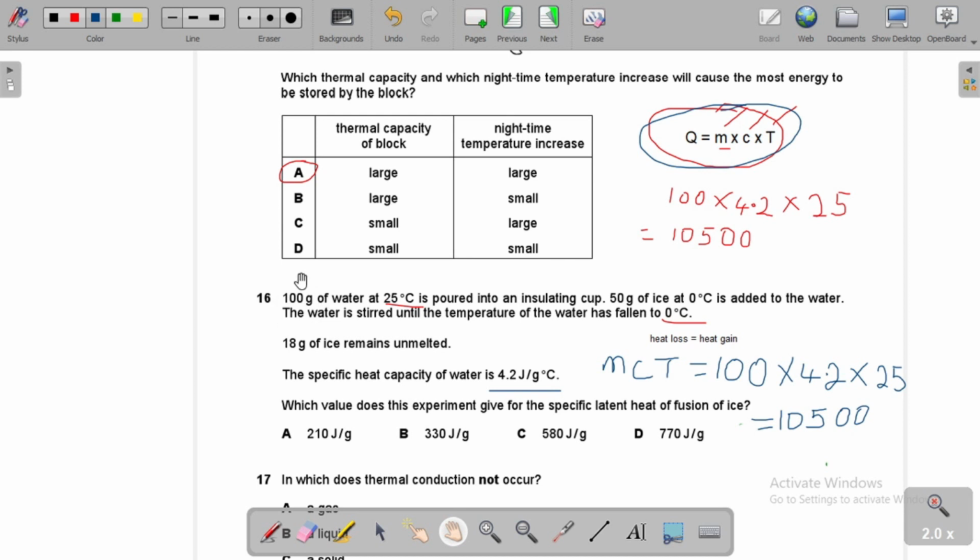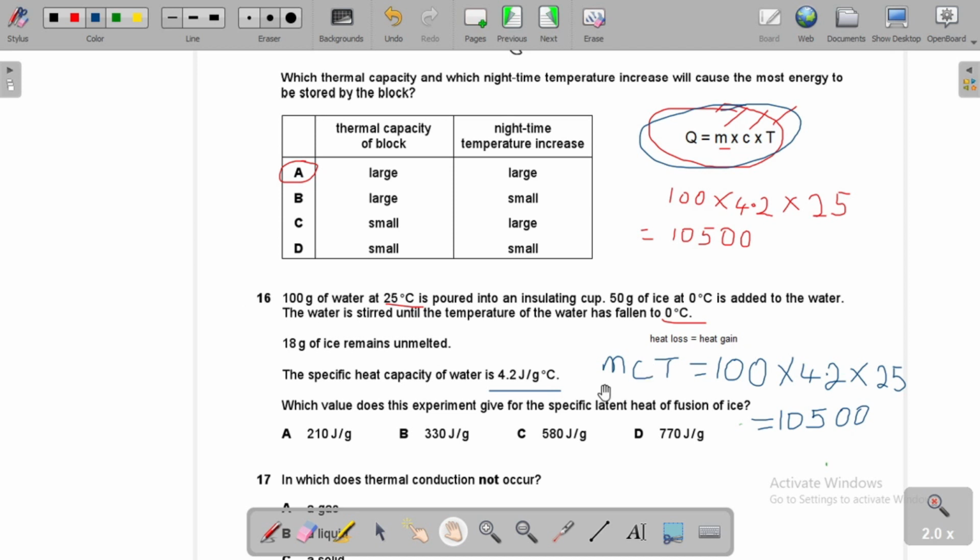Now we have 100 grams of water at 25 degrees Celsius. The final temperature, according to the question, has fallen to 0 degrees Celsius. That means the water has lost heat. For the ice, it was 50. 18 grams remains unmelted. That means 50 minus 18 grams melted. It means only 50 minus 18 grams, which is 32 grams, gained heat. Now, all things being equal, heat loss must be equal to heat gain.